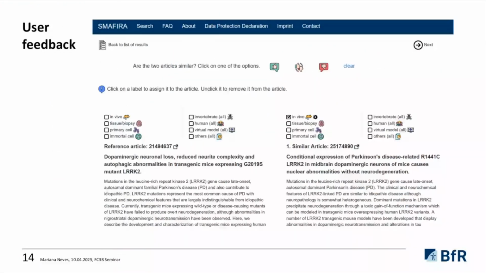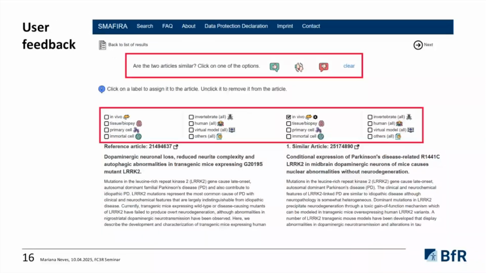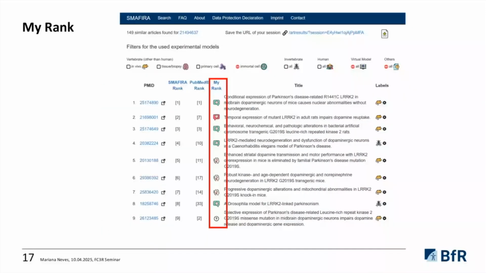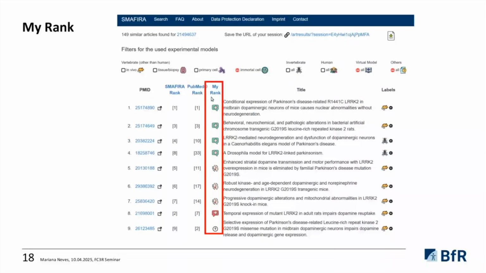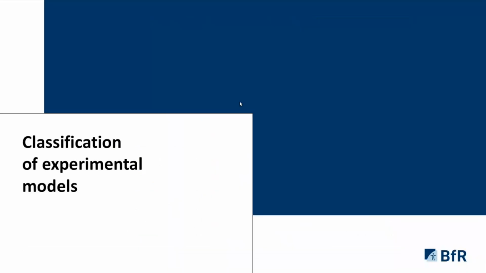So as I said, you can compare the results, give your feedback, and when you go back to the list of results, this is what you would see, the feedback that you entered during your validation. And if you click on this My Rank, you will be able to rank the article based on your feedback, not only on those other rankings, the one that we developed and the one from PubMed. So this is basically how the tool works.